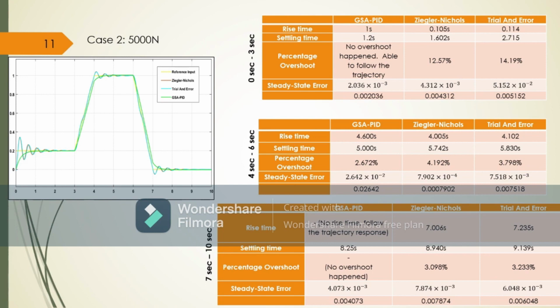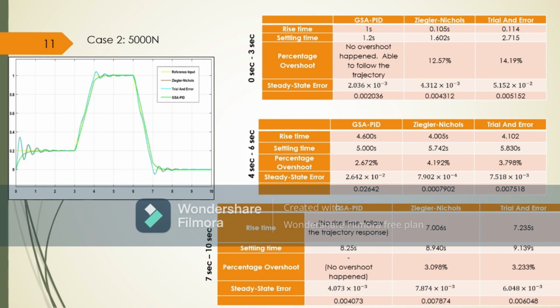In addition, the steady state error of GSA from 0 second to 3 second and 7 seconds to 10 seconds is the lowest compared to the other tuning methods. Based on the table, GSA has produced no rise time and no overshoot but successfully follows the reference trajectory. In conclusion, the GSA PID can produce better tracking performance regarding rise time, settling time, percentage overshoot, and steady state error.